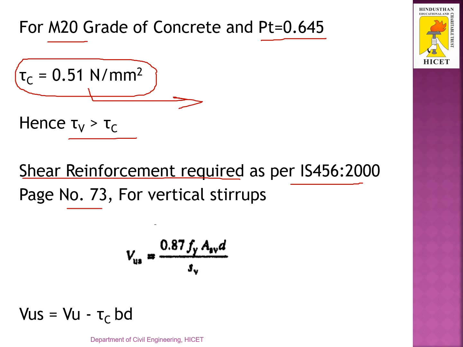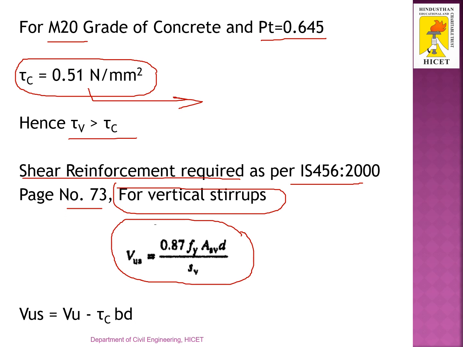Okay. So based on IS 456, page number 73, in order to provide vertical stirrups, the spacing can be calculated by using this formula: VUS is equal to 0.87 Fy ASV D divided by SV. Here SV is the spacing of stirrups, ASV is the area of the stirrups, and VUS is the balancing shear. The balancing shear is calculated by using this formula: VUS is equal to VU minus tau C B D. These two formulas are also available on page number 73 of IS 456-2000.